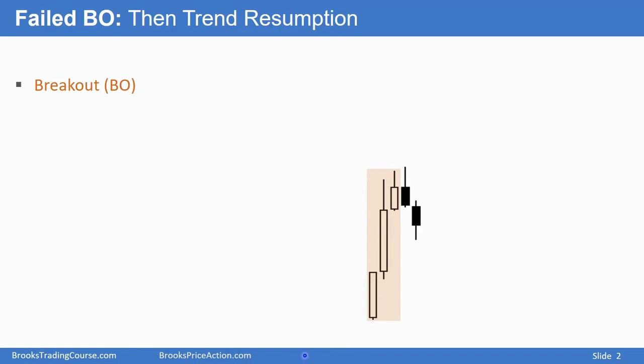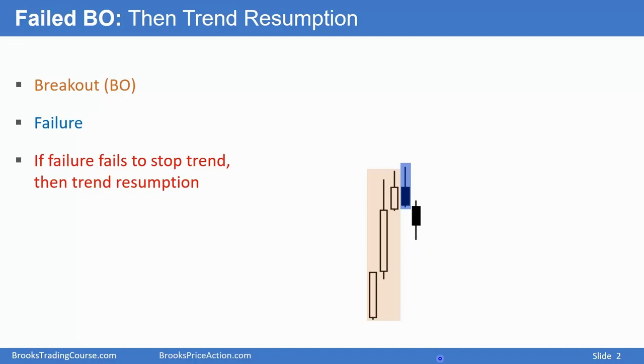We have 3 consecutive bull trend bars. And then we have an attempt at a failed breakout. We have a bear bar closing on its low, and the bears are trying to end the breakout. They want the market to reverse back down. If this failed breakout fails to stop the trend, then you get trend resumption up.